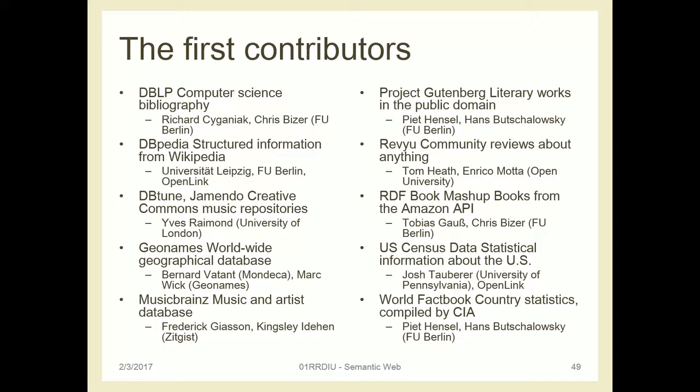We have information from DBpedia, which is the structured information from Wikipedia. That means that Wikipedia is written for humans and DBpedia has almost the same information in a machine readable way, that is in RDF. Then there are music data from DBTune, MusicBrainz, GeoNames, geographical data. You have to do with scientific literature or literature about reviews, books, data from US Census and World Factbook country statistics. These are the first.